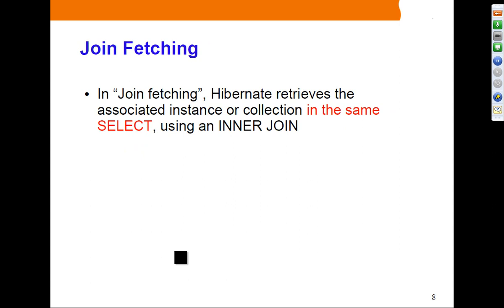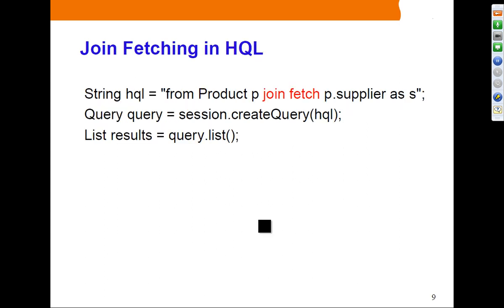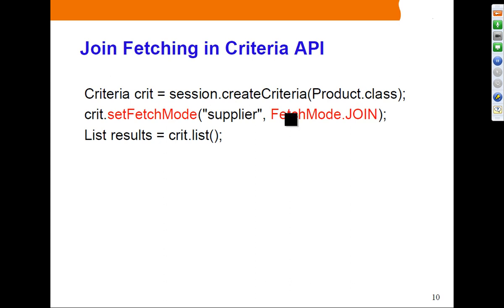Join fetching is retrieving an associated instance or collection in the same select, using an inner join. An associated instance is the case when you have a one-to-one mapping, and a collection is when you have a one-to-many mapping. When you are using join fetching in HQL, you can construct the HQL string using the join fetch clause like this. When you are using the criteria API, you can call setFetchMode and then say FetchMode.JOIN. This is something that we looked into yesterday as well, right? So you can specify this fetch mode in all of your queries.